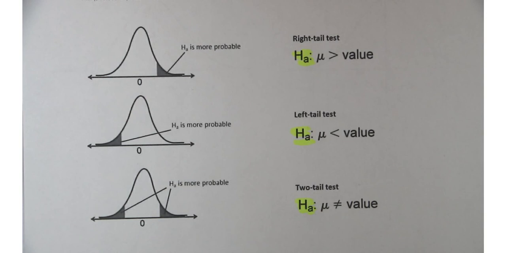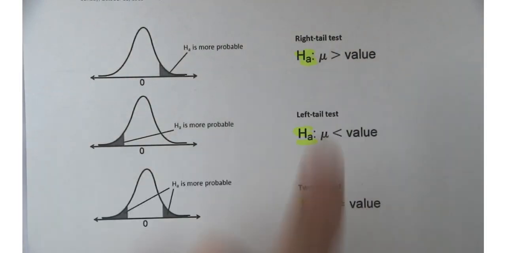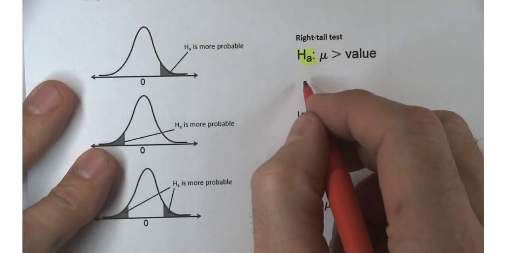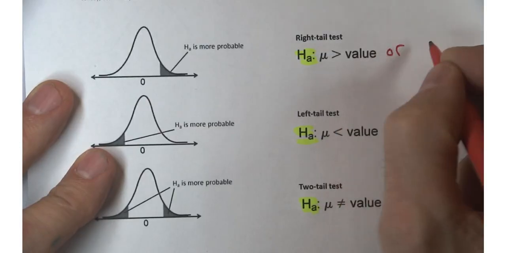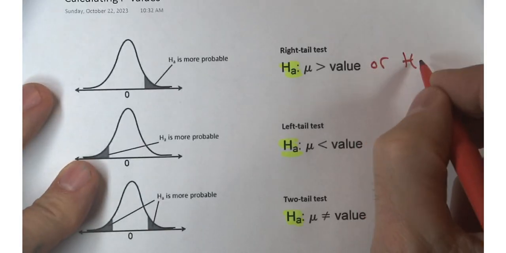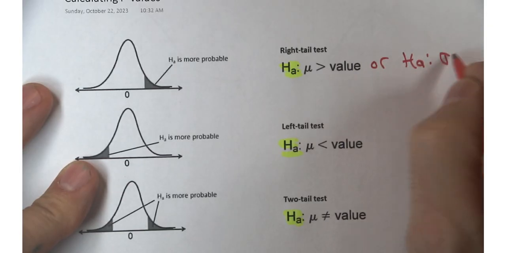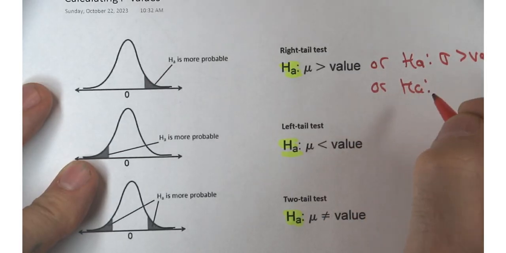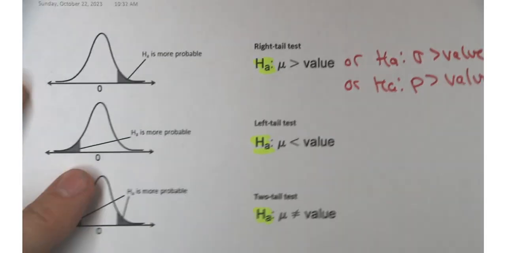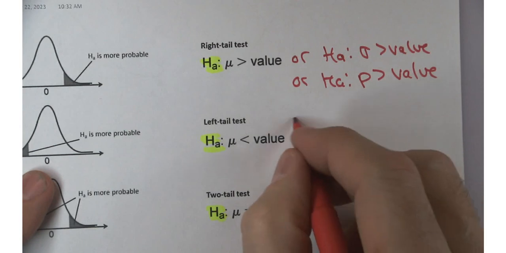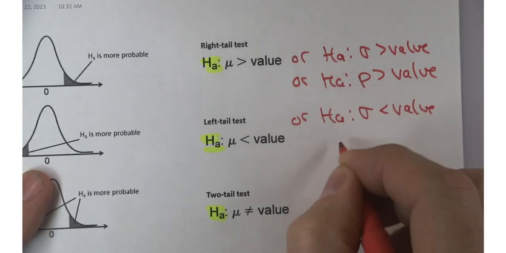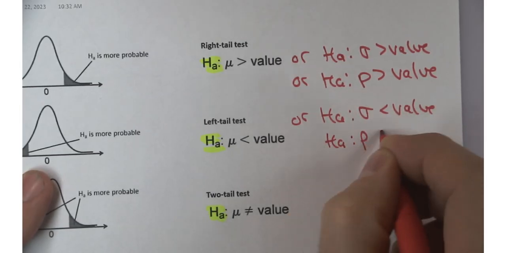Perfect. Now, that's true for the mean. It's also true for statements involving standard deviation and proportion. So if I had HA such that sigma is greater than some value, or HA such that P is greater than some value, all of these are going to end up in right tail tests. Likewise, these are going to end up in left tail tests. Sigma is less than some value, or P is less than some value.